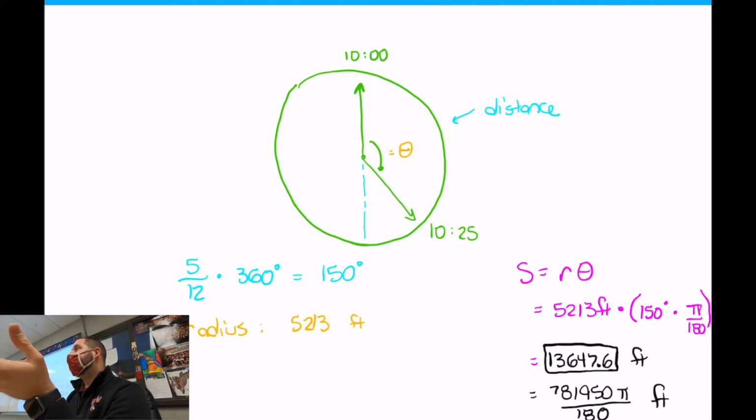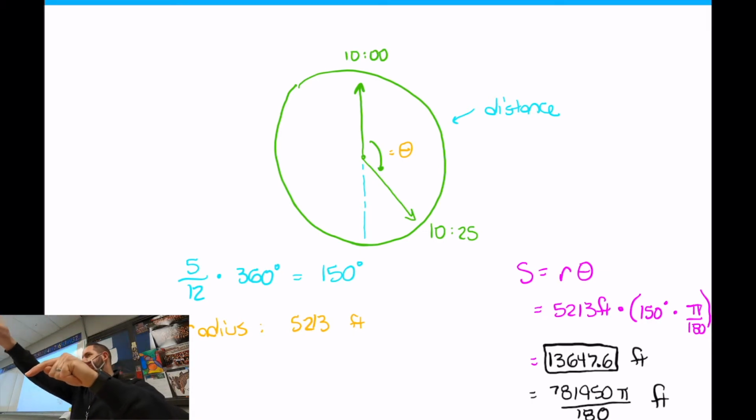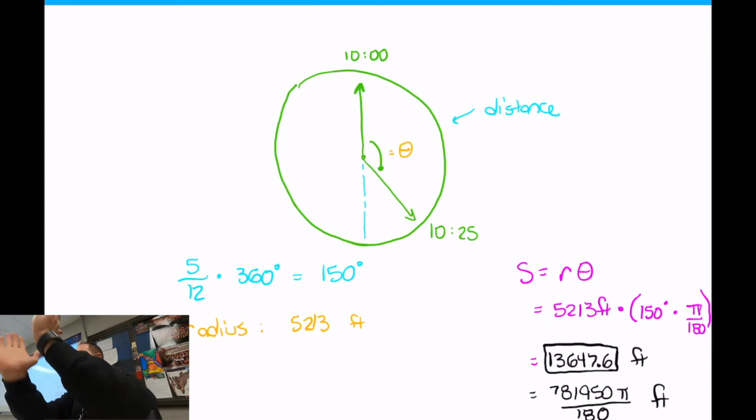Now, that was a pretty big number, agreed? Like that 5,213, I mean, we're generally doing a mile there, and you're going 1 mile in terms of radius, and then you're spinning a big circle. So yeah, you're traveling a really long distance in terms of arc. So it makes sense. 150 degrees, that's nearly like 3 radians. It's really close to 3 radians. So that's a pretty big distance.